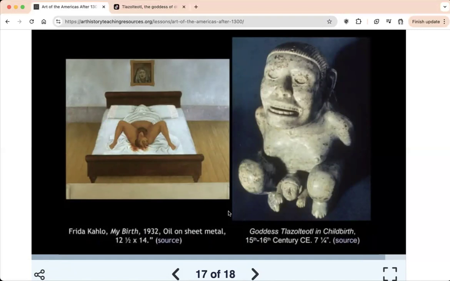So Frida Kahlo would also adopt pre-Columbian objects as inspirations for her work. In this painting called My Birth from 1932, Kahlo is kind of emulating and copying the same work as this Aztec sculpture, which is a sculpture of the goddess Tlazolteotl giving birth. So we can kind of see some similarities there and see this kind of transfer of ideas.